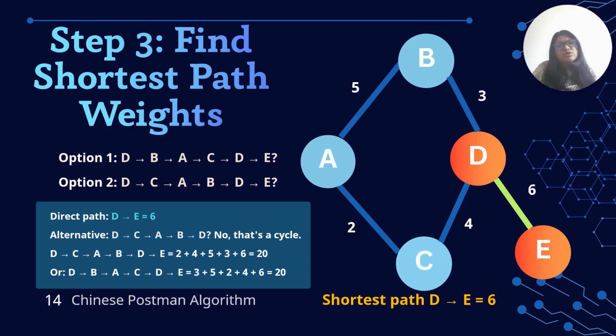Just look right here. D and E are directly connected by a single edge. No loops, no backtracking, no going in circles. The weight of this edge is simply 6. Is it this one? Yes, this is the one. The shortest path between D and E is the direct edge with a weight of 6.